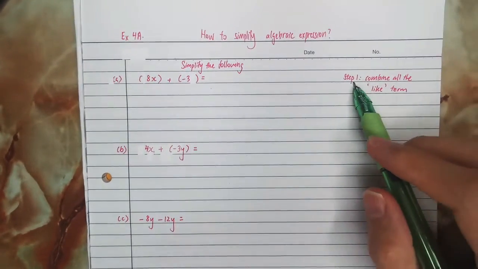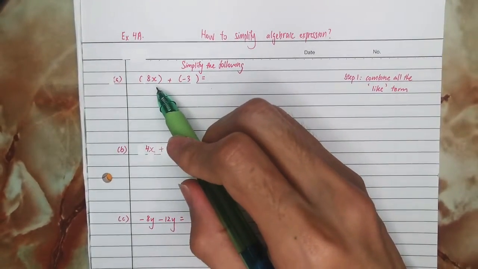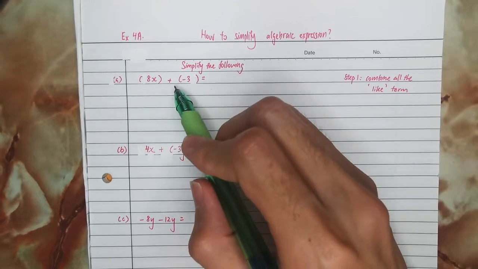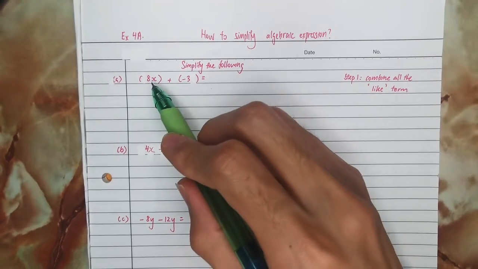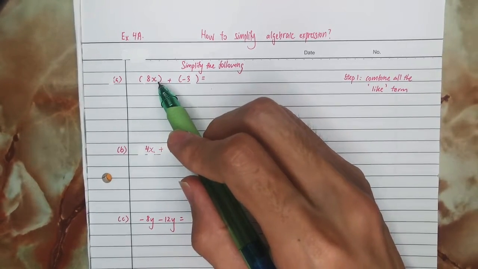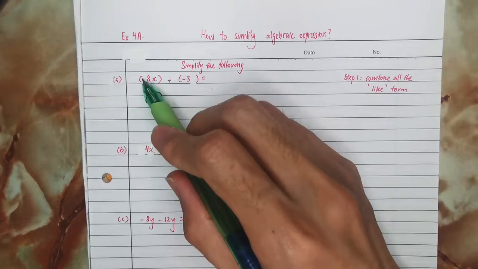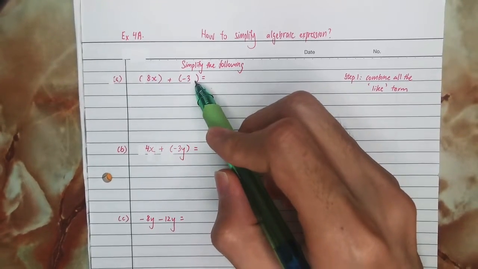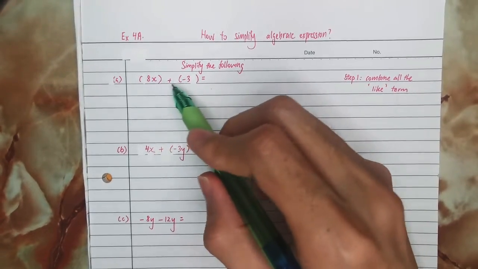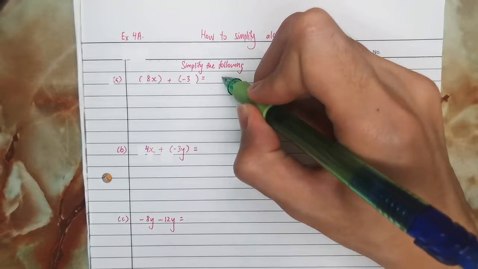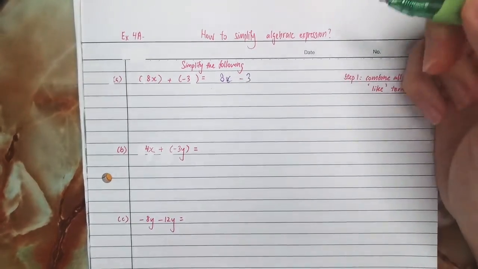First thing, you need to check for like terms. So what does it mean by like terms? Let's look at question A. For question A, 8x plus negative 3. When I say they are like terms, they must have the same thing. For example, 8x, if I want to add another like term of 8x, it must have an x somewhere. But in this case, this one is a number. So a number and a variable cannot add together. So when I simplify, it will be 8x minus 3. And that's my final answer.